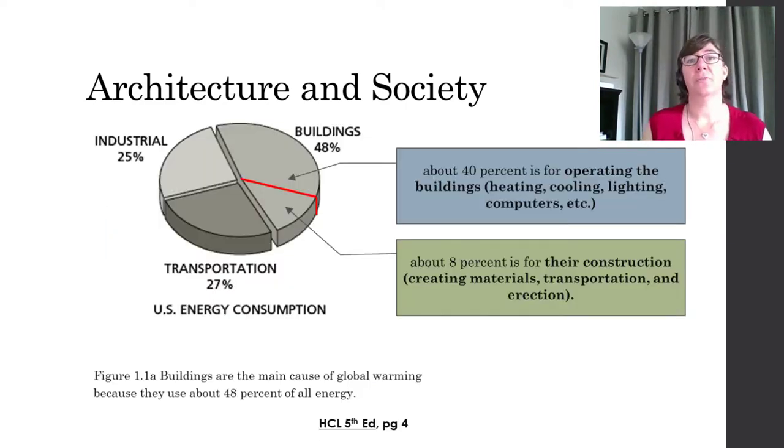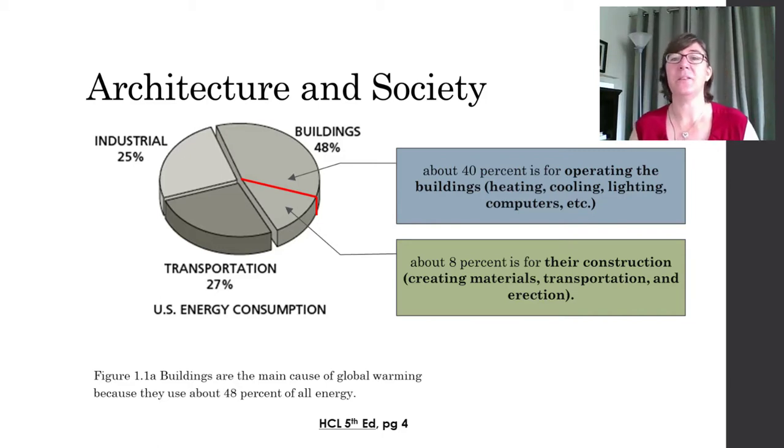So here's a little pie chart from your textbook. It says buildings are a main cause of global warming because they use about 48% of the energy. I think that's a little facetious. I think the fact that we as humans live our life in the buildings, maybe let's not blame the buildings, maybe let's blame the people that are living in them.